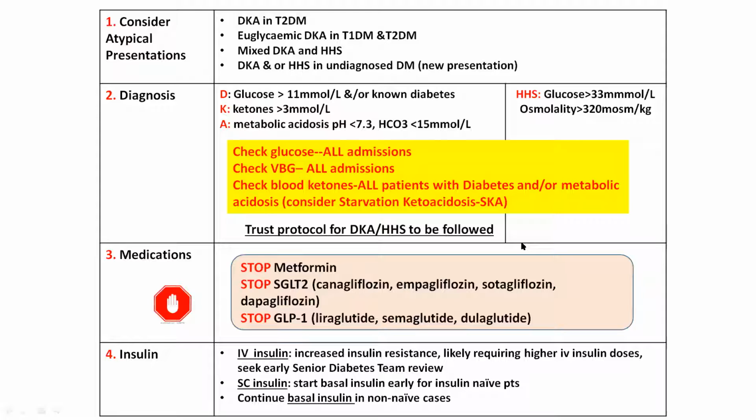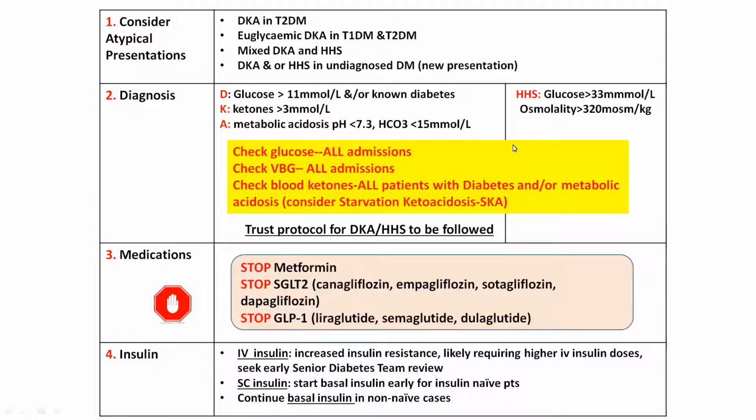The messages are: you must be checking glucose in all patients who are admitted with COVID, whether they have diabetes or not. And you must be checking their venous glucose, especially in patients who have higher blood sugar of more than 33 millimole per liter, which is about, I think, 600. Any patient who's admitted to the hospital should have their acid-base balance checked, and all patients who have diabetes, metabolic acidosis, or who are very unwell should have their ketones checked.